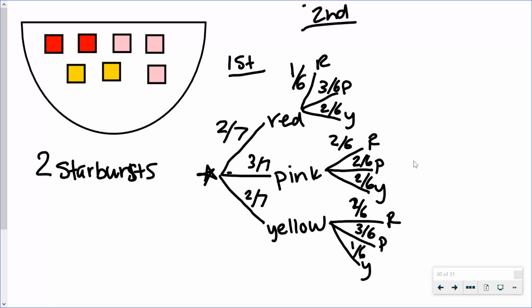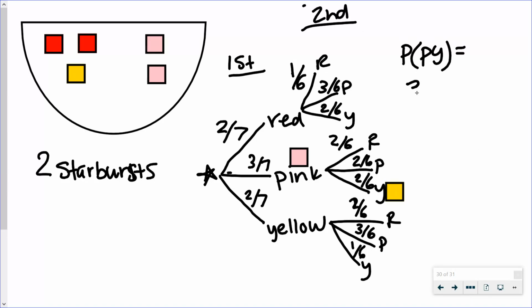So now I can look at what are some potential outcomes. I'm not going to write the whole sample space, but if I wanted to know the probability of choosing pink and then yellow, I would follow the pink path, pink, and then my yellow path off of pink. So I get that is equal to 3/7, because that's the number on my pink path, times 2/6, which is the number of yellow off of the pink path, or 6/42.